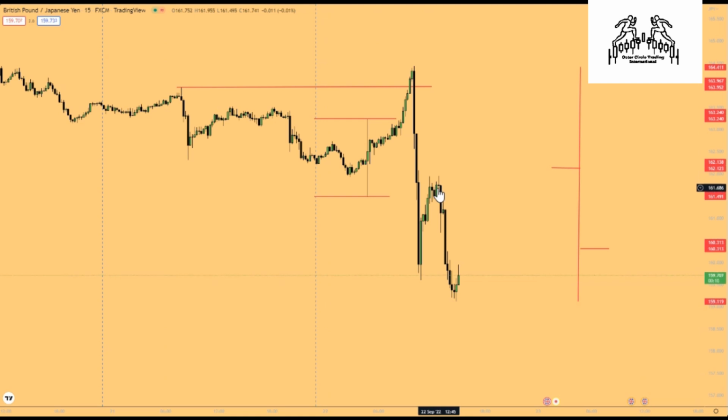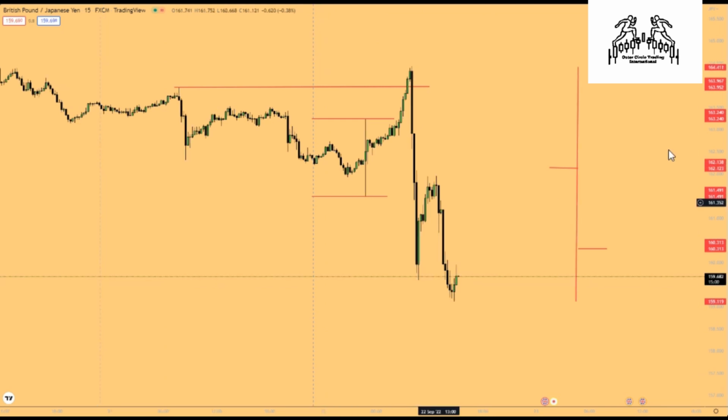You have to calculate your risk. You have to be confident enough. You have to know what you're doing. So this is what the Power Tree is all about.